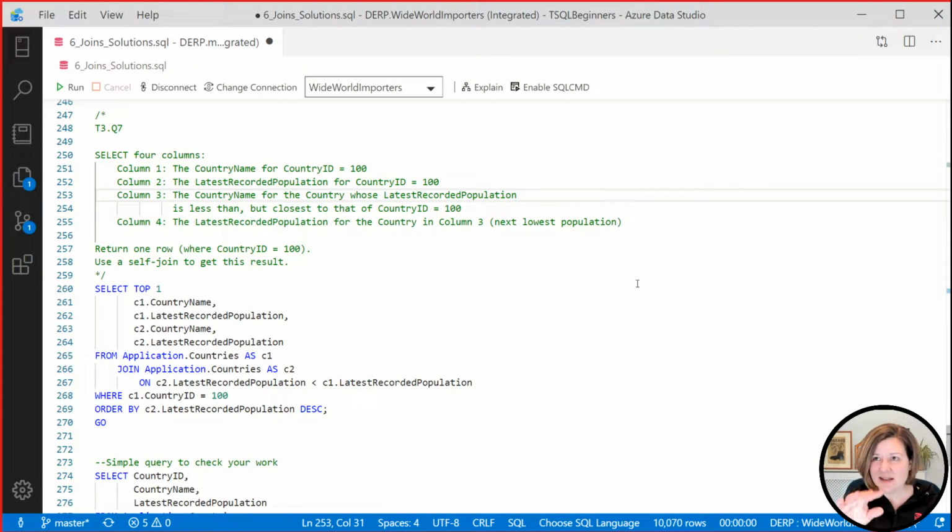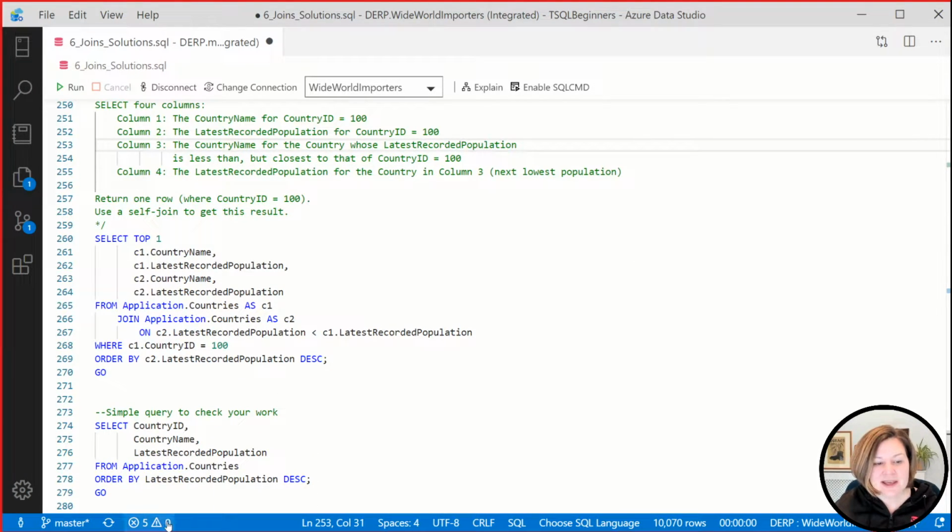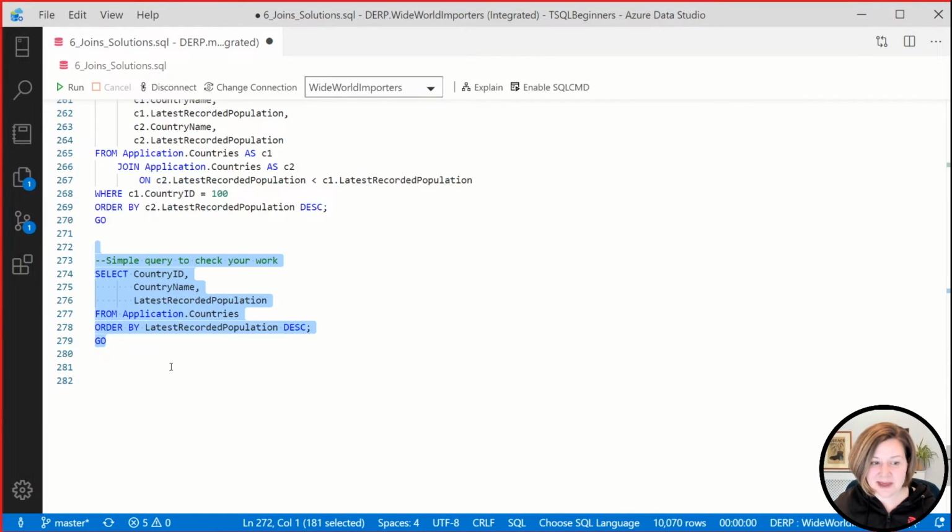And then based on the ranking of all the populations, who has the next largest population, and what is that country name and what is its population. So in this case, simple query to check your work. We're going to run that one first, right?